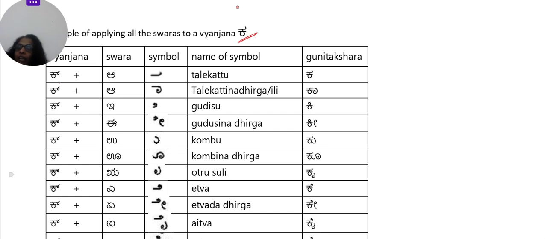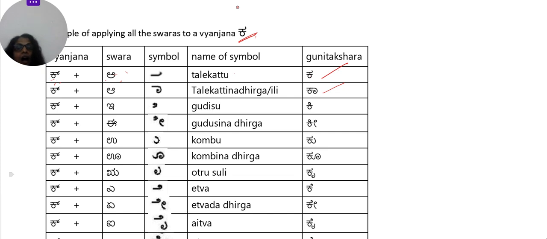So Ka, when you read it, you will read it as K plus A. Together, when you combine both these sounds, it becomes Ka. So Talekattu is added and it becomes Ka. K plus A will be Ka. So Talekattina Dirga or Ili, and you will read this as Ka.